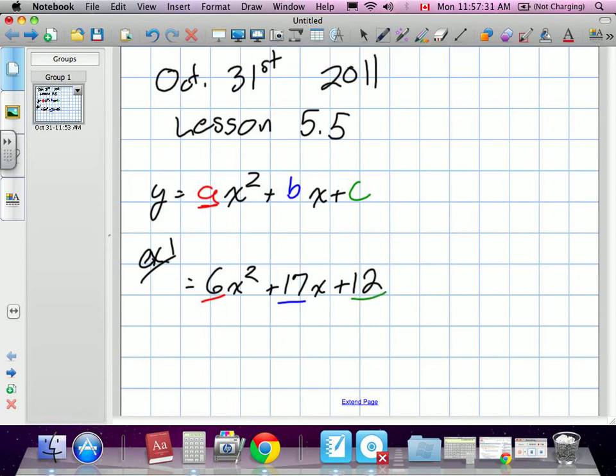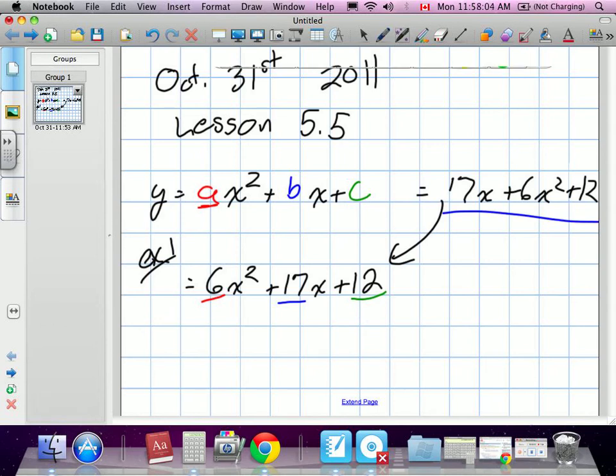If this question was possibly written out of order, so I'm going to write it over here. Let's say we had 17x plus 6x squared plus 12. You would have to rearrange it so that the variable with the highest exponent is the first term, the next highest exponent is the next term, and so on down to the constant being the last term. Make sure they're in order when you go to factor like this. You're going to get some questions where they are out of order. You will not be able to factor this way when they're out of order.